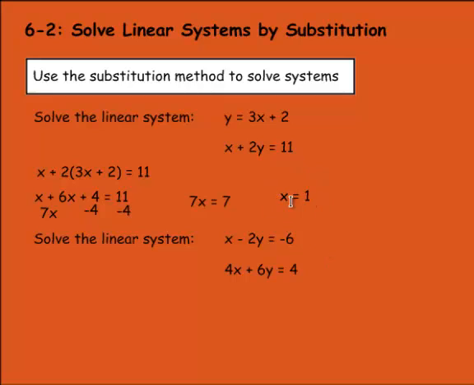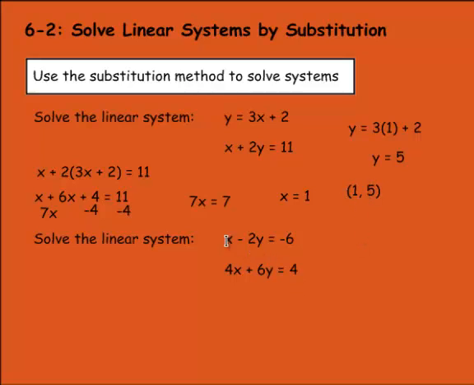Now that I know that x equals 1, I could plug it into either of these equations and get my y. This one looks easier, so let's choose that one. So y equals 3x plus 2. y equals 3 times 1 plus 2. So therefore y equals 3 plus 2, so y equals 5. So x equals 1, y equals 5, so therefore my coordinate point would be 1 and 5.